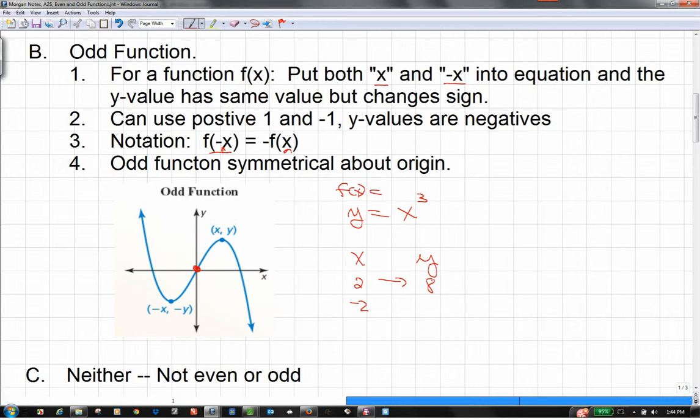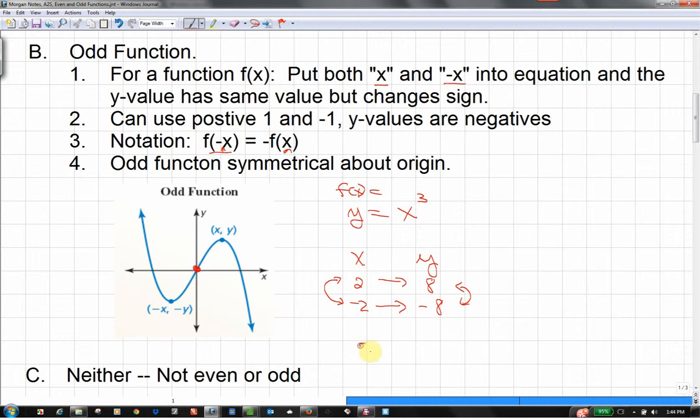So if I cube a negative 2, I get a negative 8. And what I see is I put in a number and its opposite, and what I got out were the same y values, but they were also opposite sign.